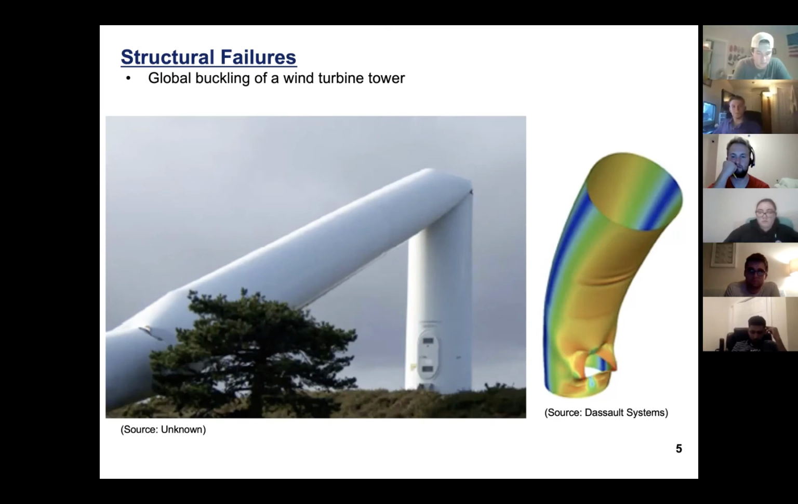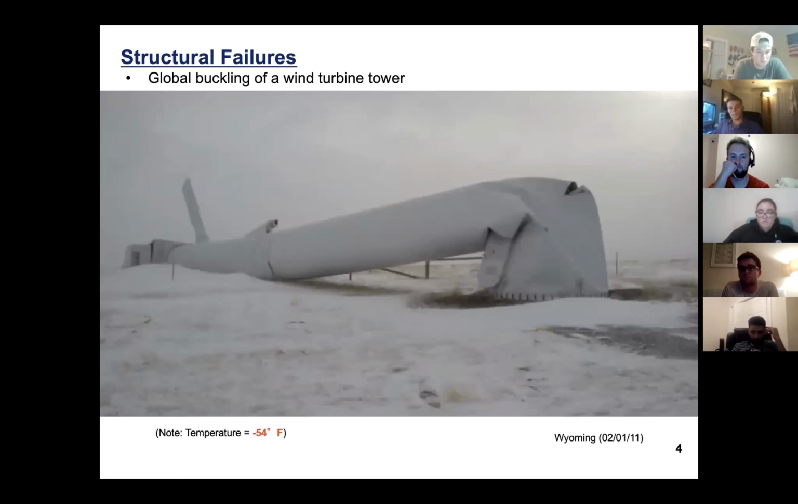Professor, I have a quick question regarding the previous image. It says note temperature minus 54 degrees Fahrenheit. Would that be considered that the temperature greatly affected or influenced that buckling? Yes. And how does the temperature affect the buckling? The temperature affects the Young's modulus. So when the temperature becomes very low, the Young's modulus becomes reduced. And that's why the structure fails this way. A very good observation.